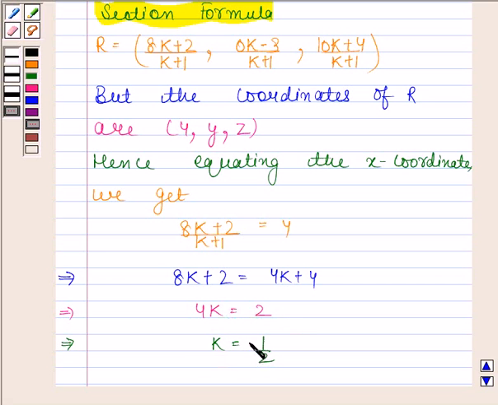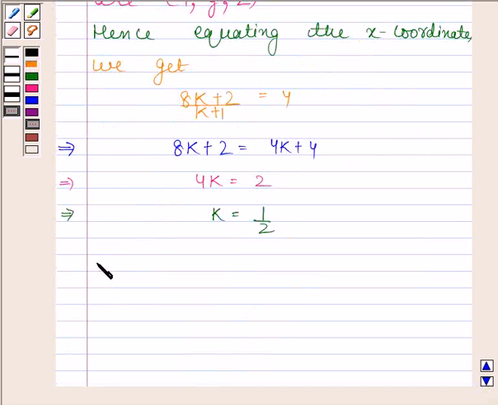Now we will substitute value of k in y and z coordinate. Now y coordinate is equal to 0k minus 3 upon k plus 1. By substituting value of k, we get minus 3 by 1 by 2 plus 1. This is equal to minus 3 by 3 by 2, and this is equal to minus 6 by 3, and this is equal to minus 2.